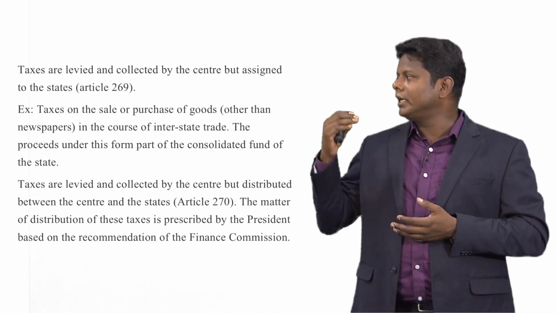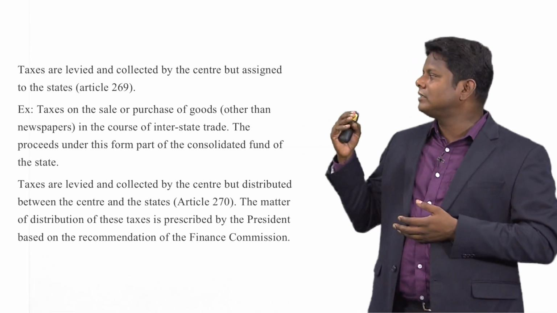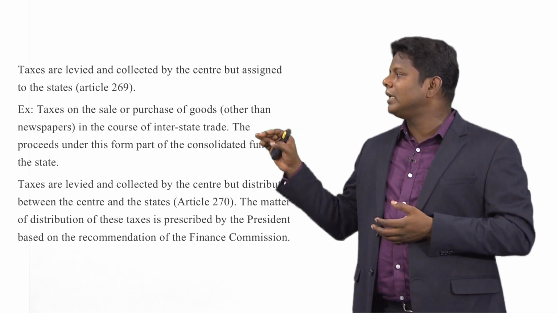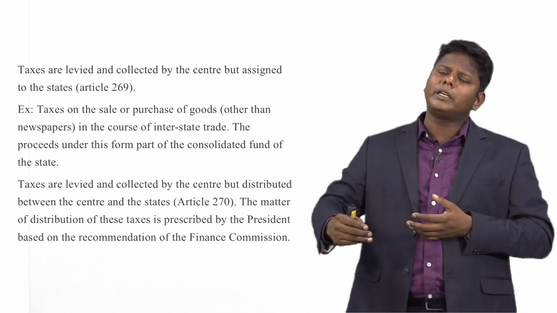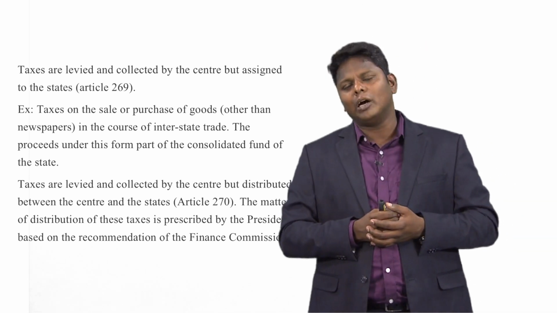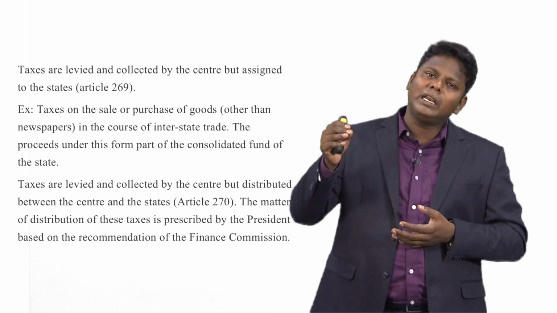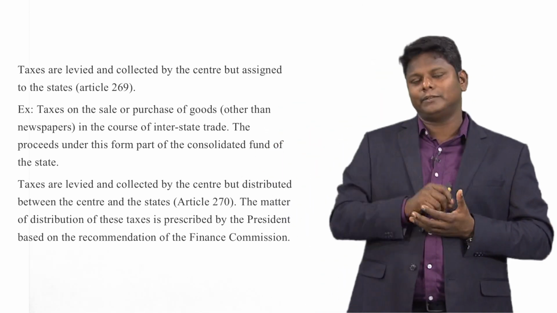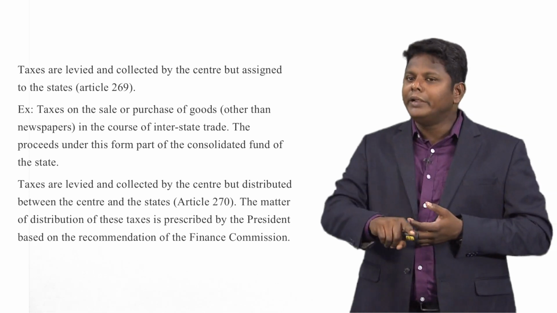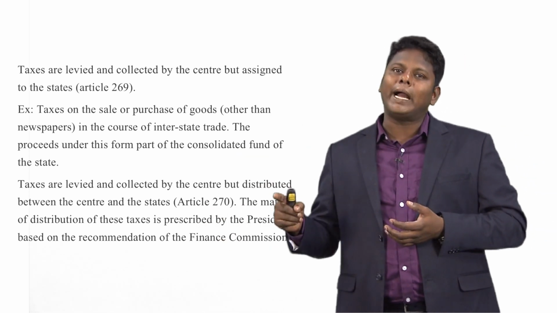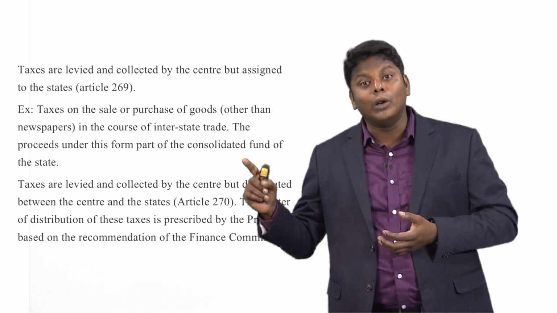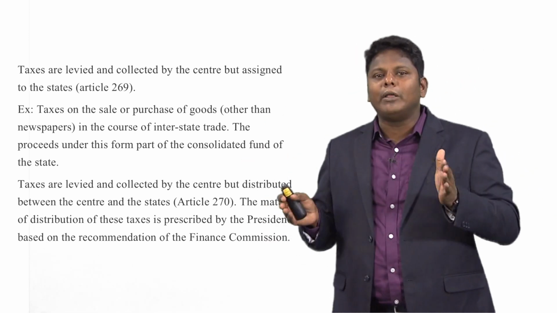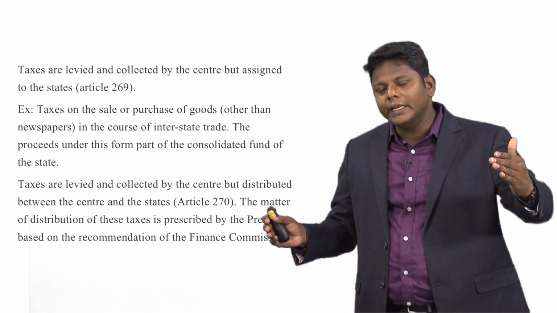The next one is Article 270, taxes levied and collected by the center and distributed between center and state. What does Article 270 say? Taxes are levied by the center and collected by the center, but that money will not be given back to the state government alone. They will distribute this money between the center and the state government.